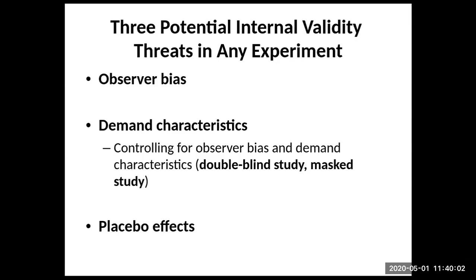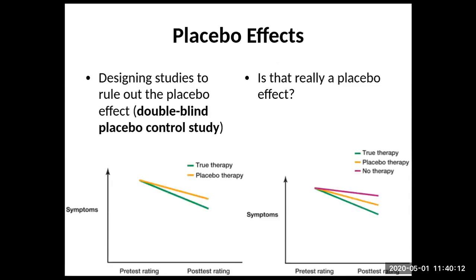And then, of course, placebo effects is, are they saying that they're feeling an improvement simply because something happened and not necessarily the actual treatment, right? In placebo effects, we can design studies to rule out the placebo effect using a double-blind placebo control study. So looking at depression symptoms, using a true therapy, and then comparing it to a placebo therapy, which could just be having a conversation with people and not really doing a cognitive behavioral type of trying to change the way they think and act, but just listening to them talk and get things off their chest.